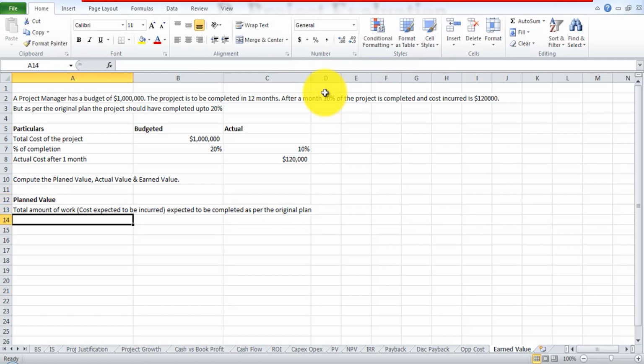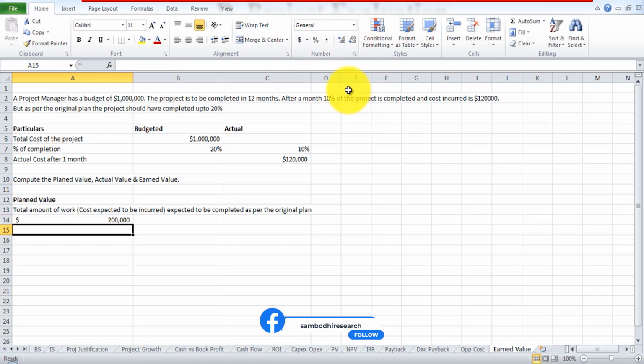So it's going to be how much? It's supposed to be $1 million into 20%, right? So it's supposed to be $200,000 of work, the cost to be incurred, and the work to be completed till 20%.